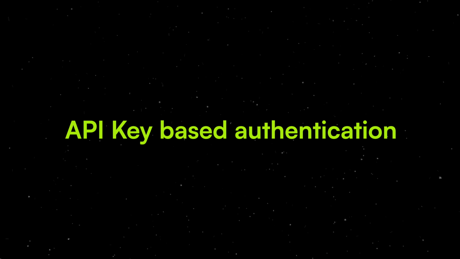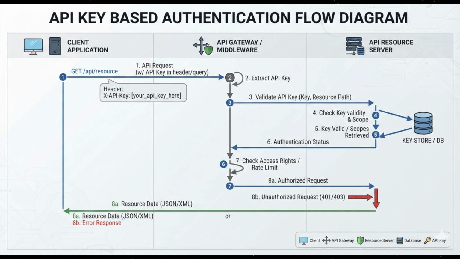Next, let's look at API key-based authentication. If you ever used a third-party API like OpenAI, Stripe, Google Maps, you have used an API key. An API key is a long random string that identifies who is making a request. You include it in the request header. The server checks it against the database. If it is valid, the request goes through.